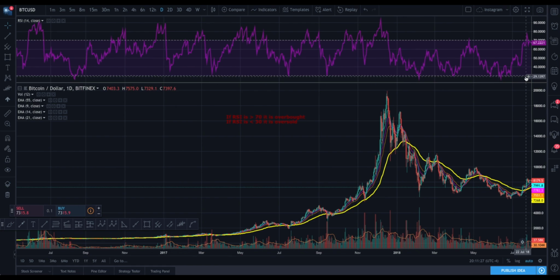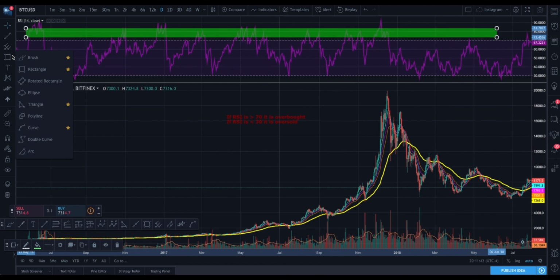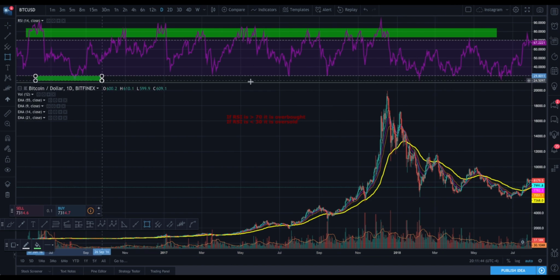If you take a closer look, you see that the top shade is at the 70 RSI level and the bottom shade is at the 30 RSI level. You can also see that RSI does not stay at overbought conditions for long, and it does not stay at oversold conditions for long either.